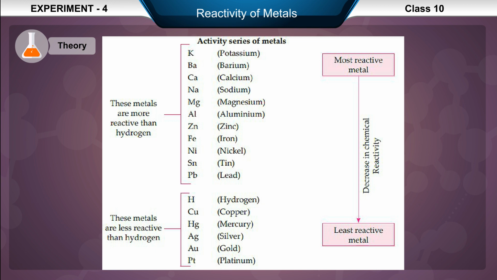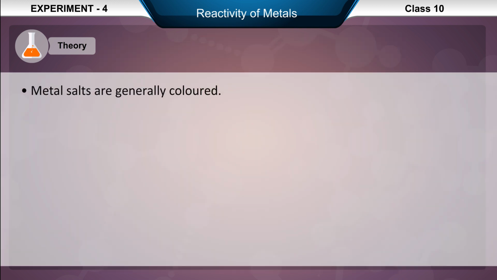H, hydrogen. Cu, copper. Hg, mercury. Ag, silver. Au, gold. Pt, platinum. These metals are less reactive than hydrogen. Metal salts are generally colored.